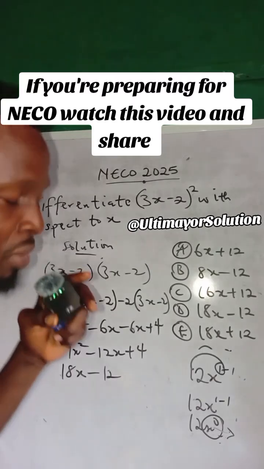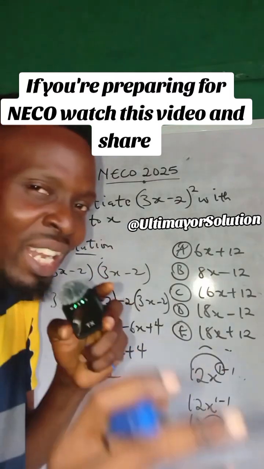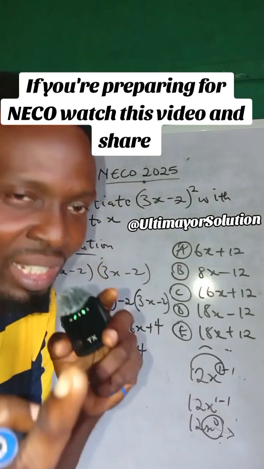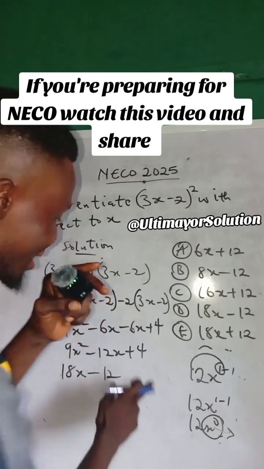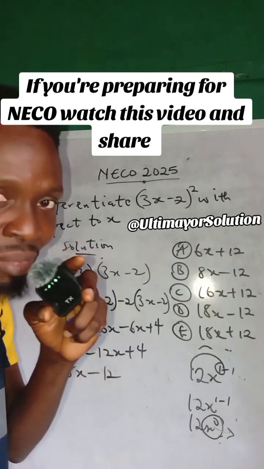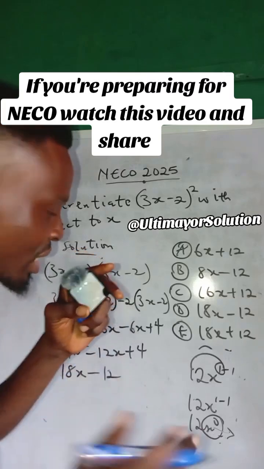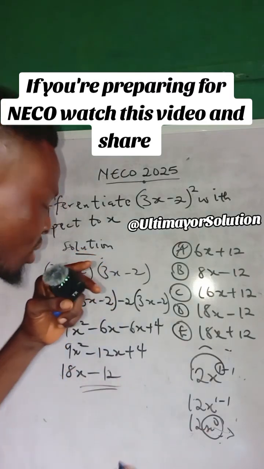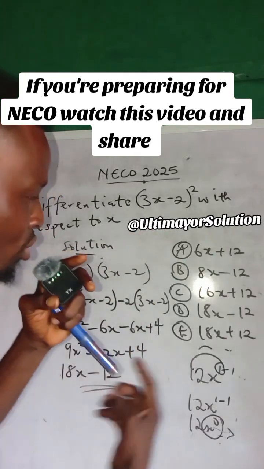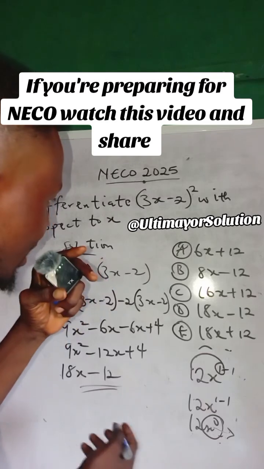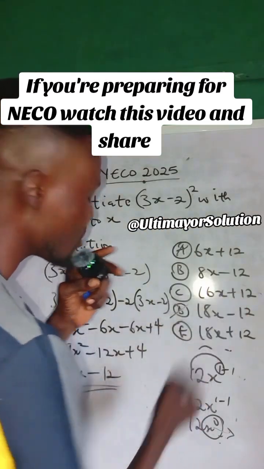Now let's move to the last number, which is 4. Anytime you are differentiating a constant, that will return 0. This 4 is constant because there is no x beside it. So that is 0 already. So we have 18x minus 12. When you differentiate this, we are going to have 18x minus 12. So what is the option here? That is option D.